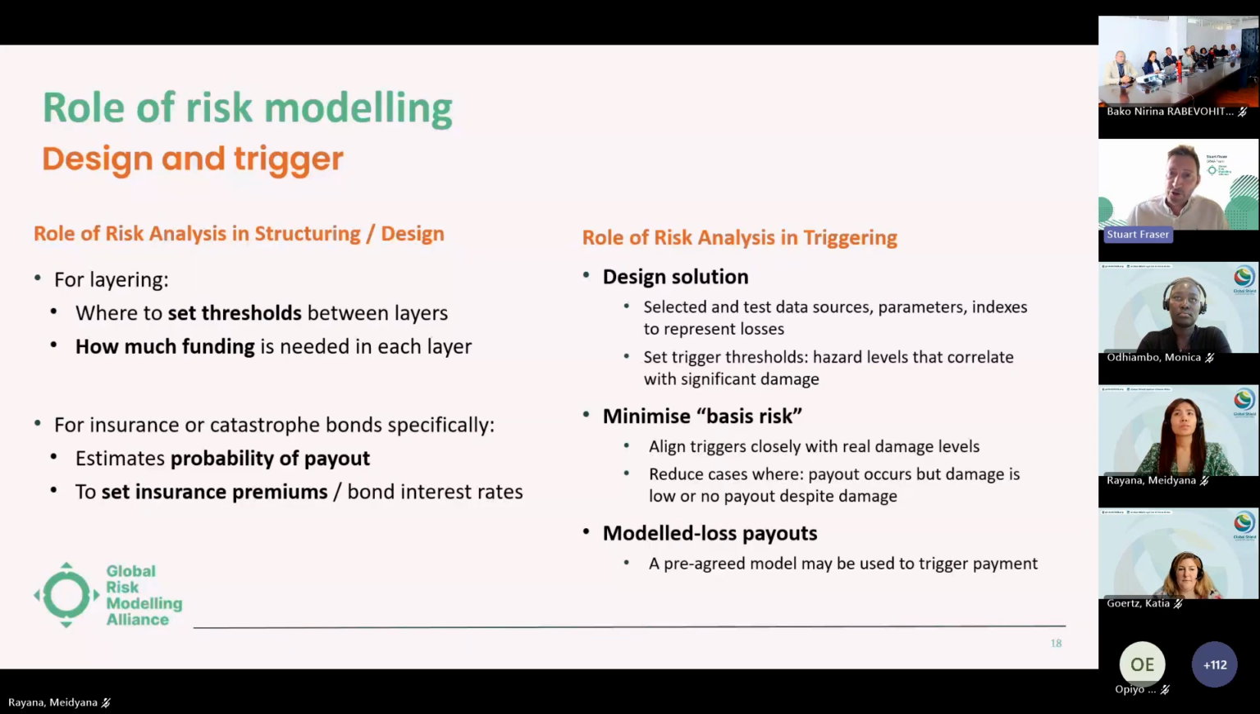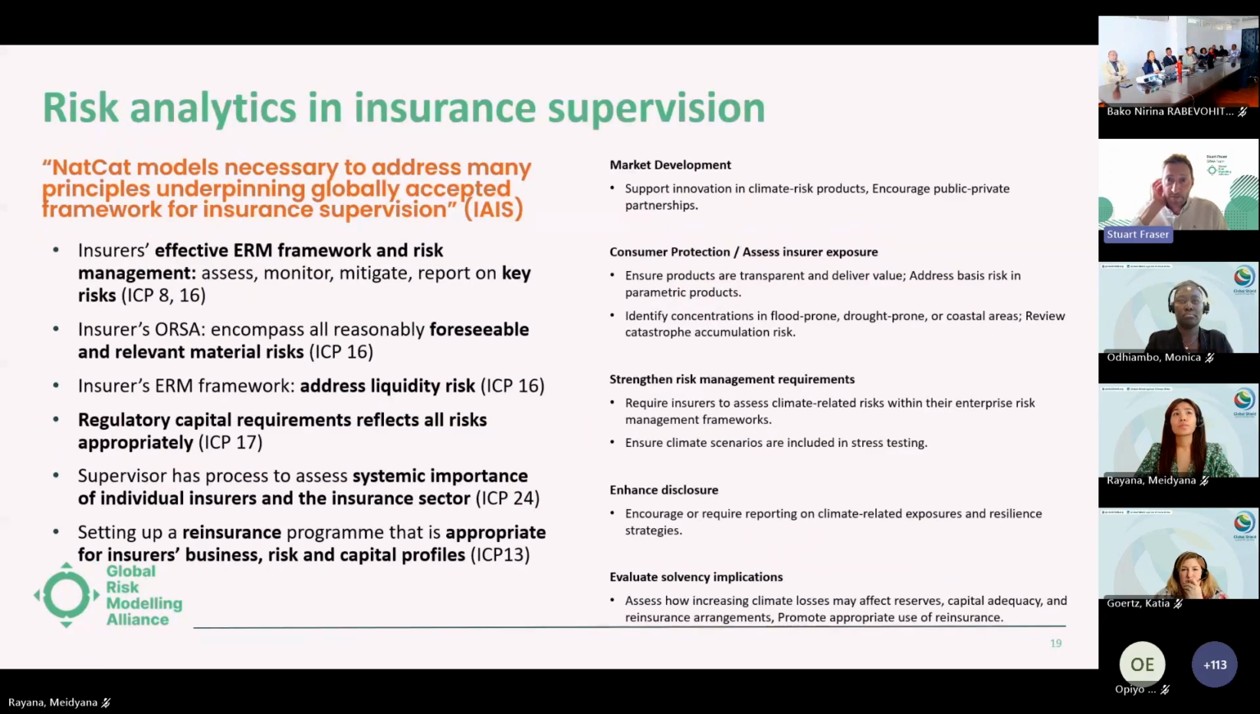We also use analysis in the triggering of, for example, parametric solutions. So we use pre-agreed models to trigger payments, but we also use analytics to set the trigger thresholds, looking at the risk profile and understanding the hazard level that correlates with significant damage, for example, and also to try to minimize the basis risk in product. So trying to tie the potential for payout as closely to on-the-ground experience as possible, so there's not a mismatch between an event occurring and a payout occurring. And all of the analytics provides trust and evidence into designing those solutions.